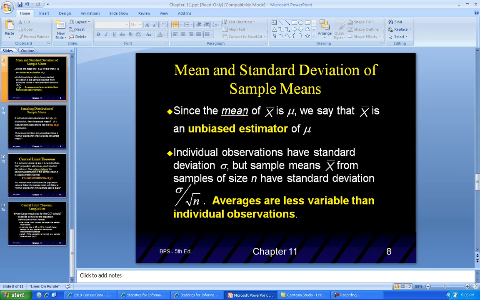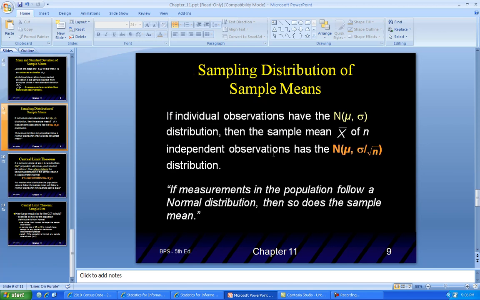The means are the same between sample and population, but the standard deviations are different, and this is what makes it different. So the averages are less variable than individual observations. Okay, so you really don't want variability here. You want it to be close to what it actually is if you took a sample of it.